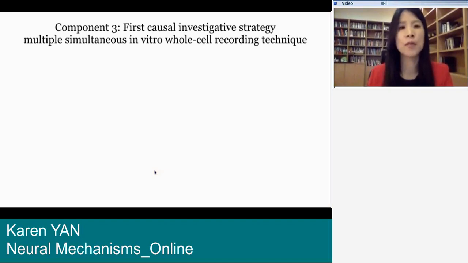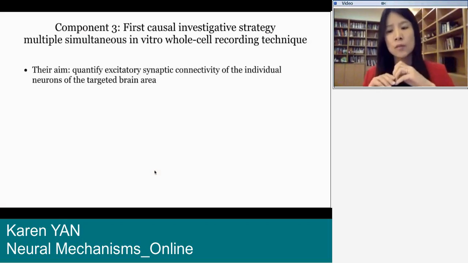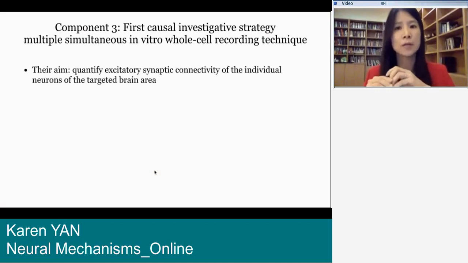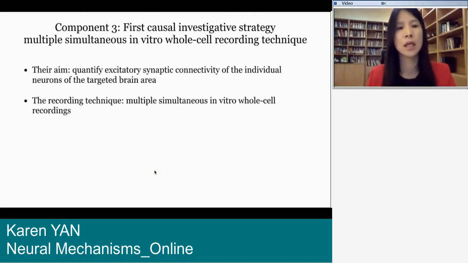So let's move on to component 3, which is the actual causal investigative strategy used in the case study. It's called the multiple simultaneous in vitro whole-cell recording technique. The Peterson team used this technique because they aim to quantify excitatory synaptic connectivity of the individual neurons of their targeted brain area. So the goal is to quantify the connectivity. And the recording technique they use is the so-called multiple simultaneous in vitro whole-cell recording. I'm going to give you a little bit of background about the recording technique, and then I will explain the details of this set of practices.